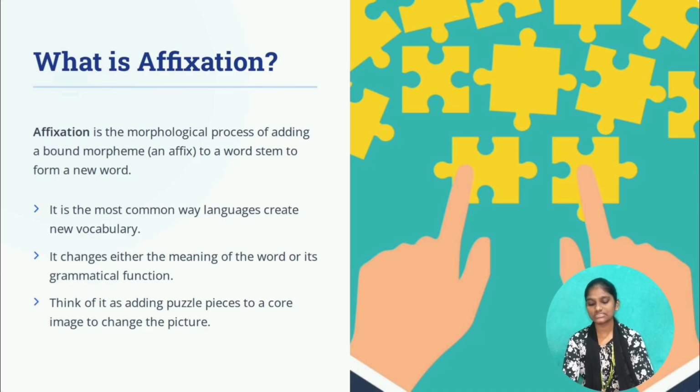Affixation is the morphological process of adding a bound morpheme, an affix, to a word stem to form a new word. Affixation means adding a prefix or suffix to a base word to change its meaning or to make a new word. It is the most common way languages create new vocabulary. It changes either the meaning of the word or its grammatical function, like noun to verb to adverb.